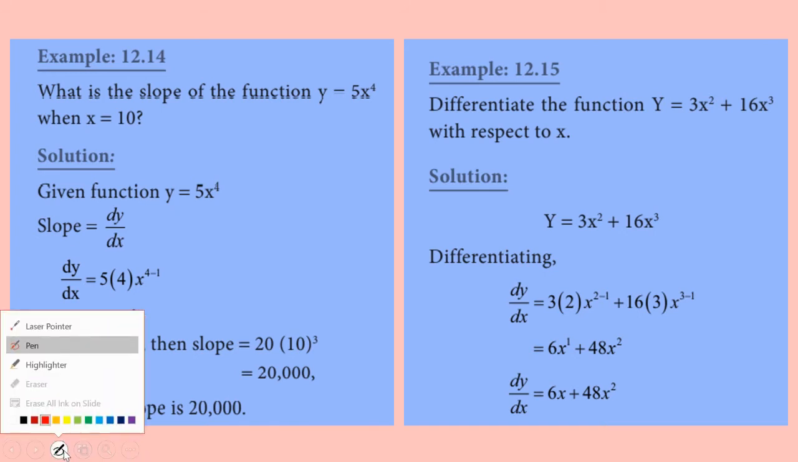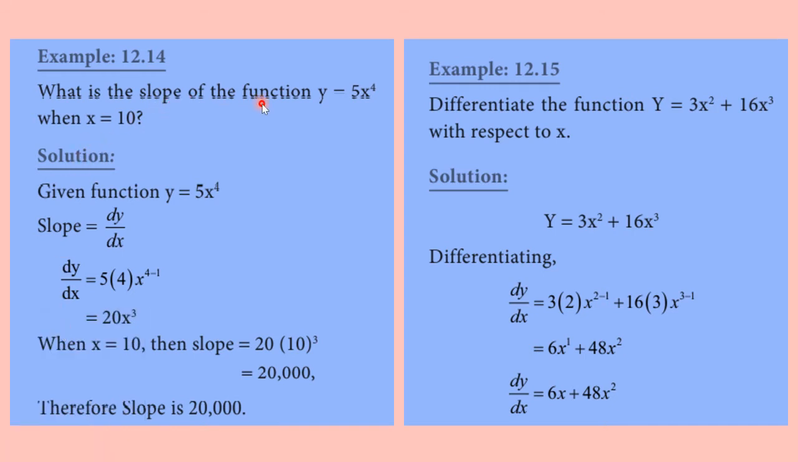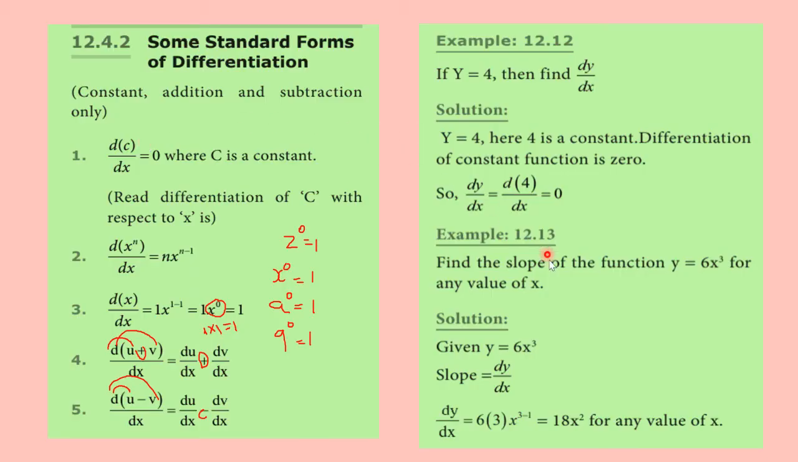Now let us see example 12.14. What is the slope of the function? There is a mistake here. What is the slope of the function y is equal to 5x power 4 when x is equal to 10? In the previous problem, the value of x was not given.